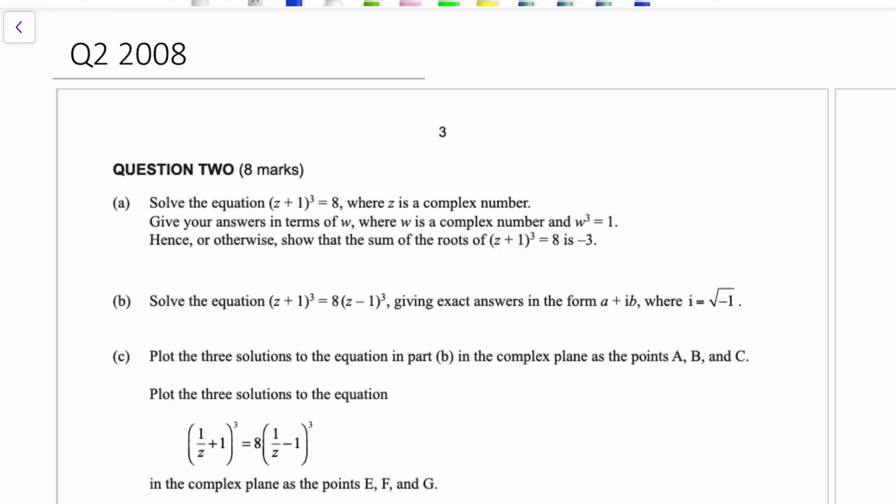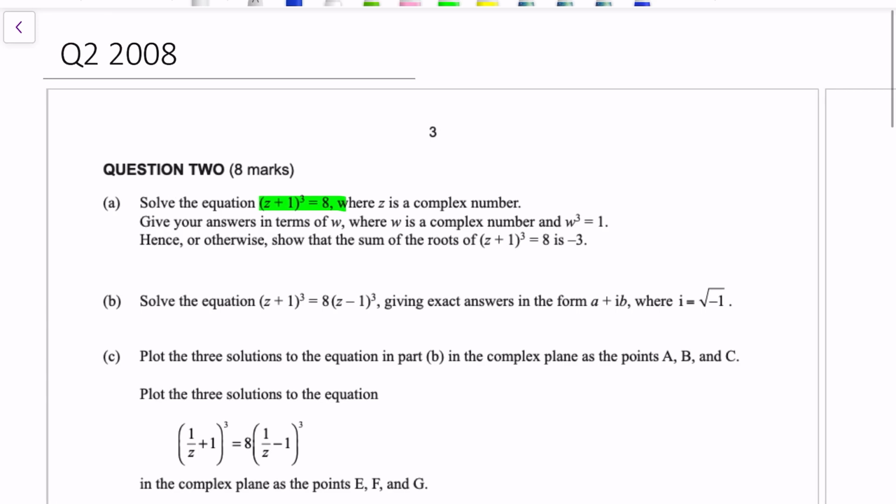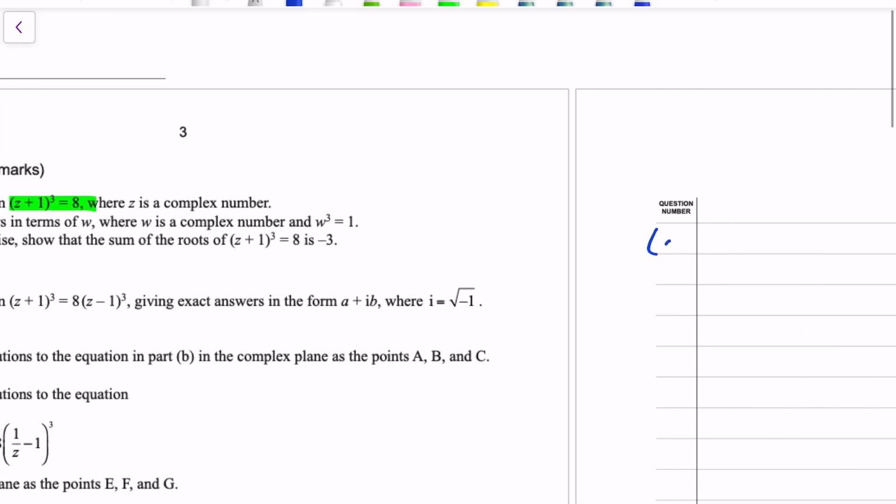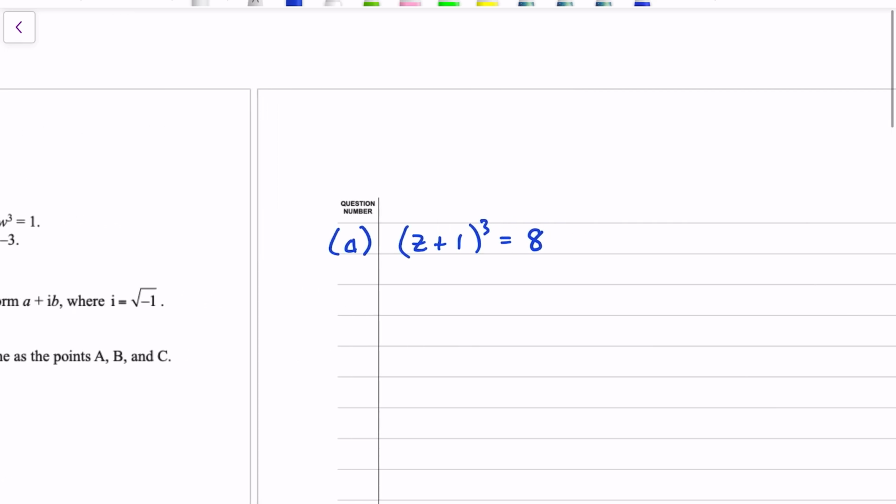Okay, so for the first question, there's actually many different ways you can solve this problem. They're asking us to solve the equation (z + 1)^3 = 8. (z + 1)^3 = 8 has 3 solutions to it because it's a cubic.